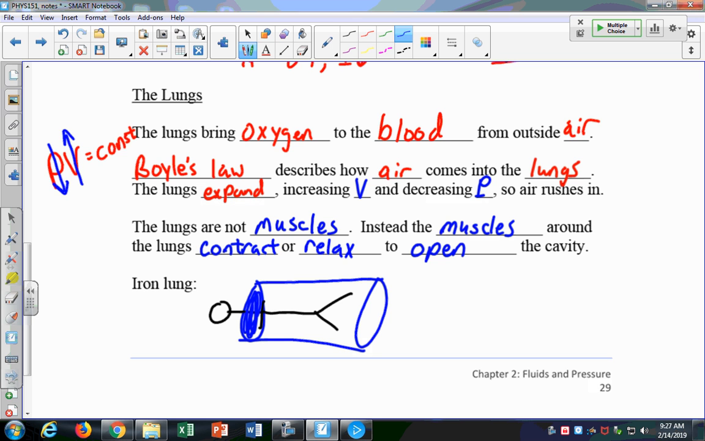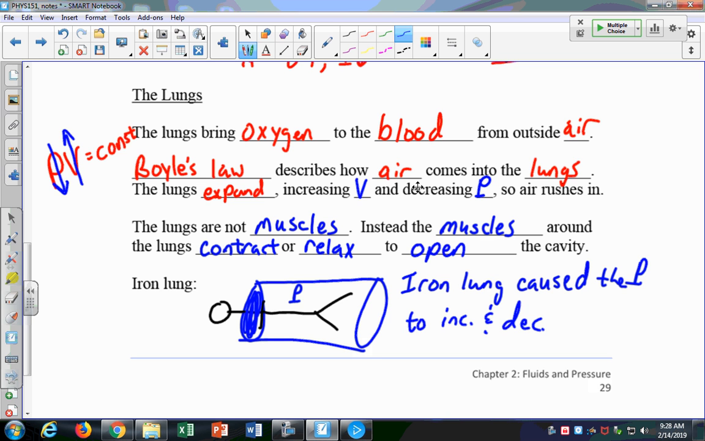And what the iron lung would do is it had a compressor on it, or it had this diaphragm that would move in and out that would cause the pressure to increase and decrease. So the iron lung caused the pressure, that is the pressure inside of the canister, and when the pressure inside of the canister is high, what does that correspond to? Exhaling or inhaling? If I have a high pressure inside of the canister, what's going to happen to my lungs? What am I going to do? Am I going to exhale or inhale?